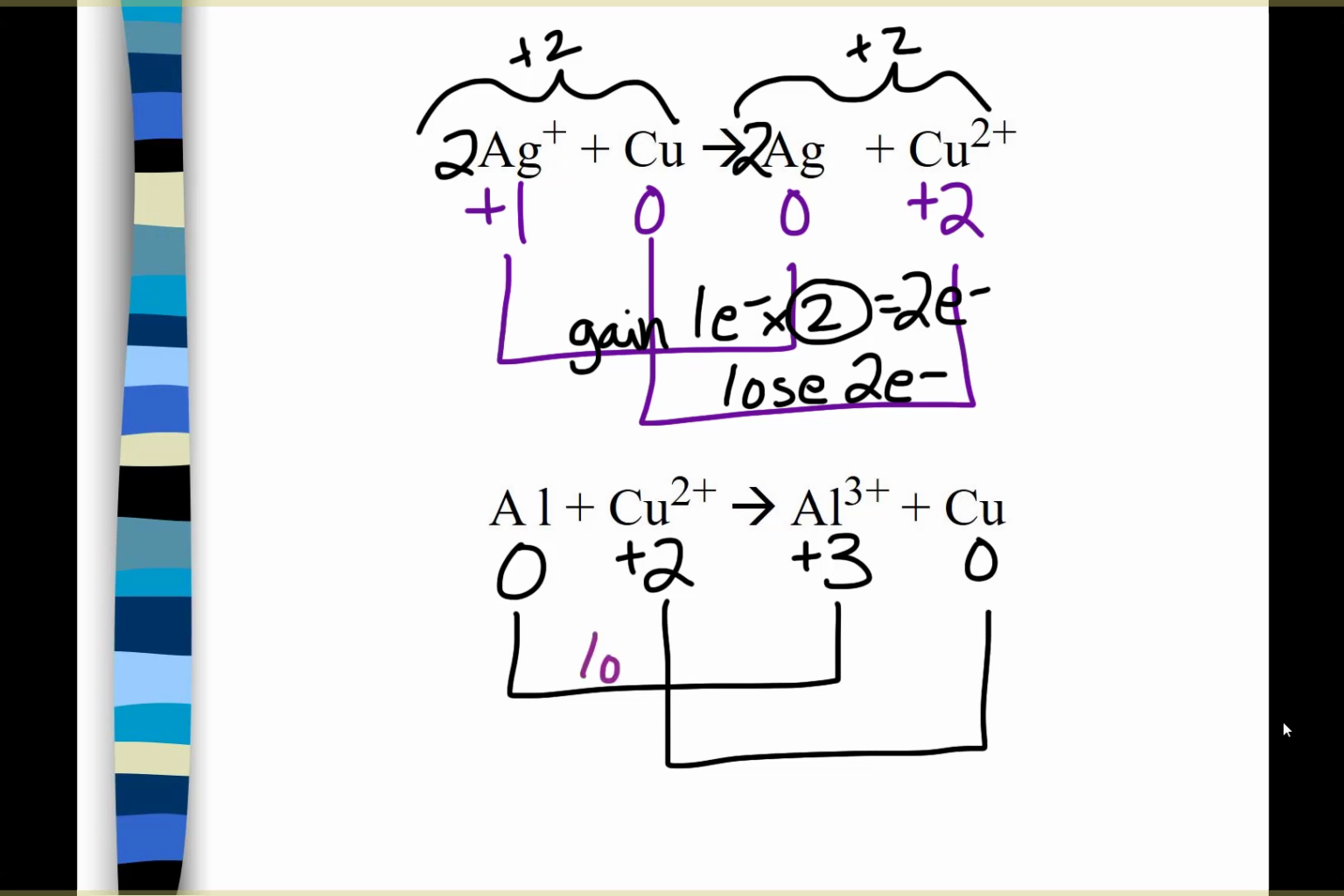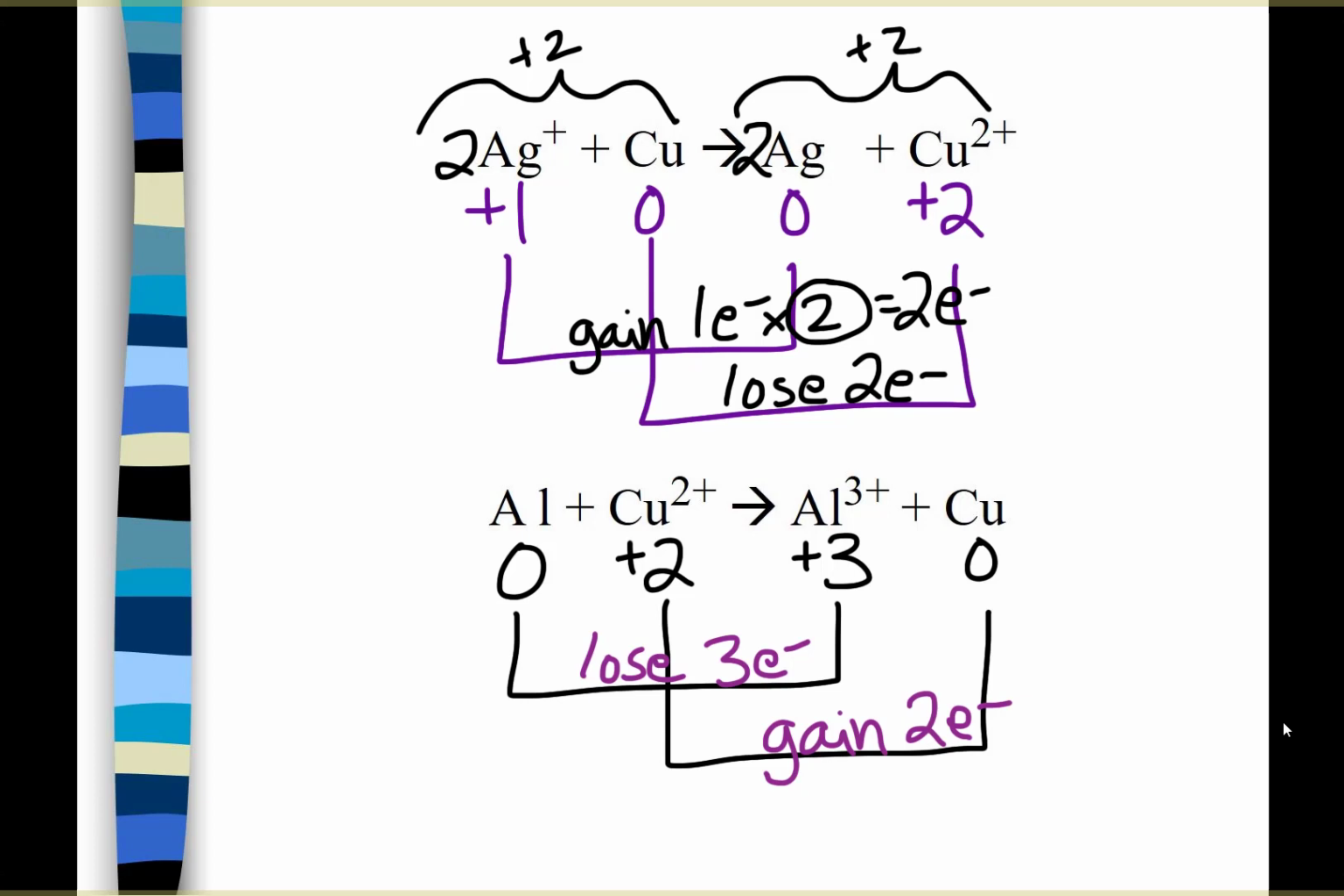So I am losing 3 electrons here. Remember, electrons are negative. So if my number goes up, then electrons have been lost. If my number goes down, then electrons are gained. That's the reducing part. So I am losing 3 and gaining 2. So this does not match, so I need to fix it.